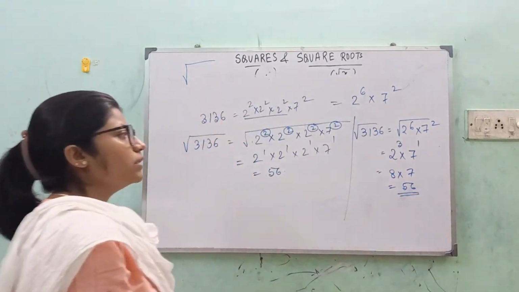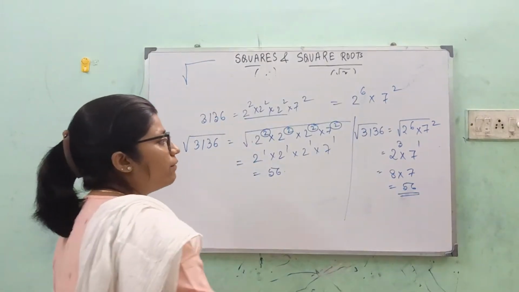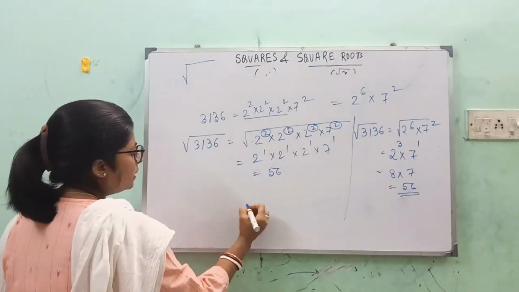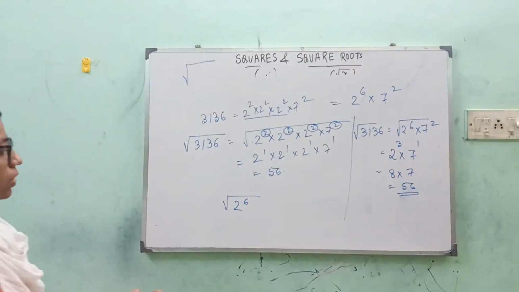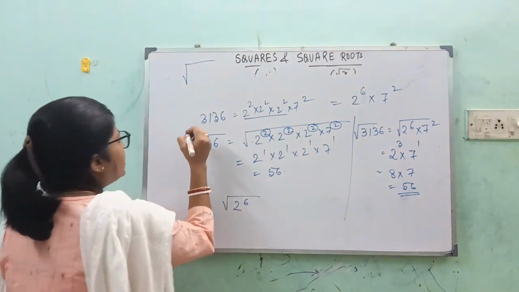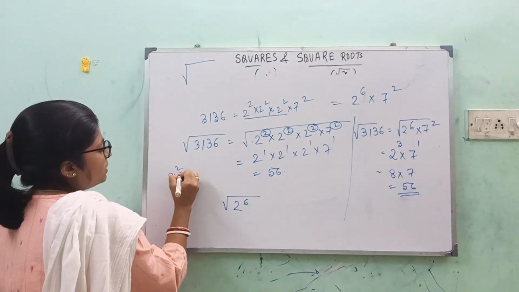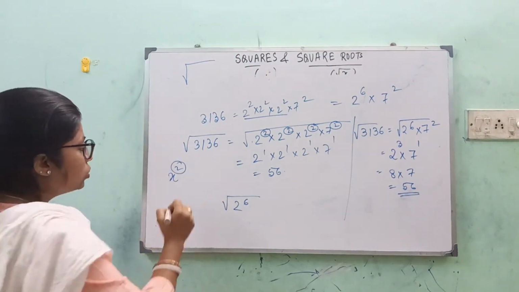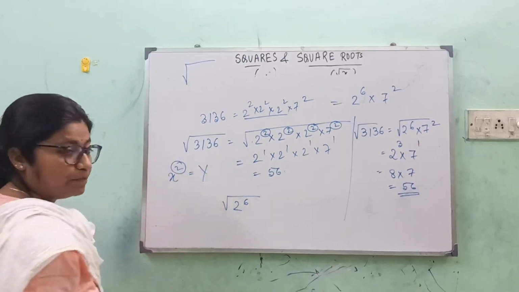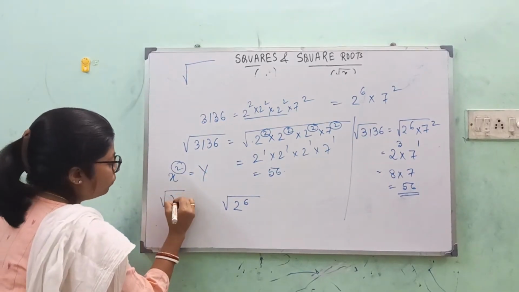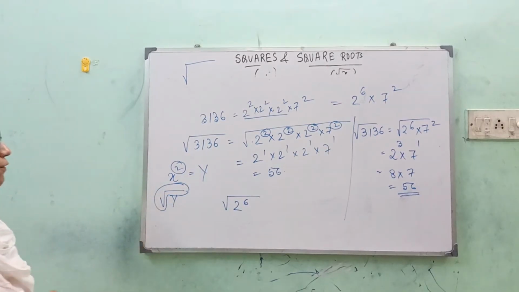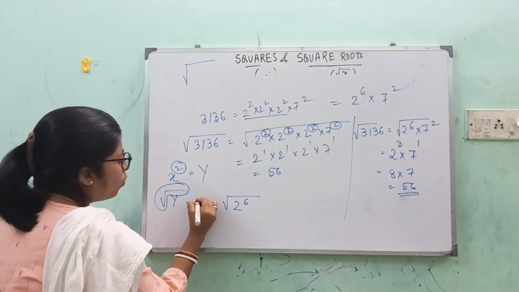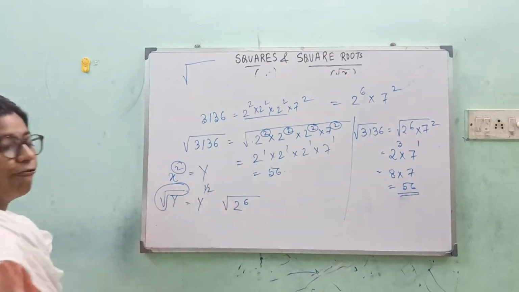Now some of the students might have a question: ma'am, why is the power made half? Correct, no problem. See, if I find the square root of 2 to the power 6, for example. To make a square of something means you are raising something to the power of 2. So suppose x square is y. Now when I write the square root of y, what does it mean? What is the numerical form of this square root sign? It means y raised to the power half.